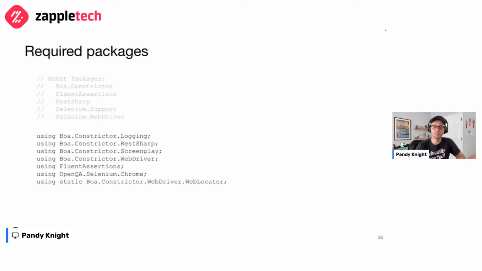To use Boa Constrictor, you need to install a couple packages: Boa Constrictor, RestSharp, and Selenium WebDriver, all from NuGet. My code example will also use Fluent Assertions and ChromeDriver.